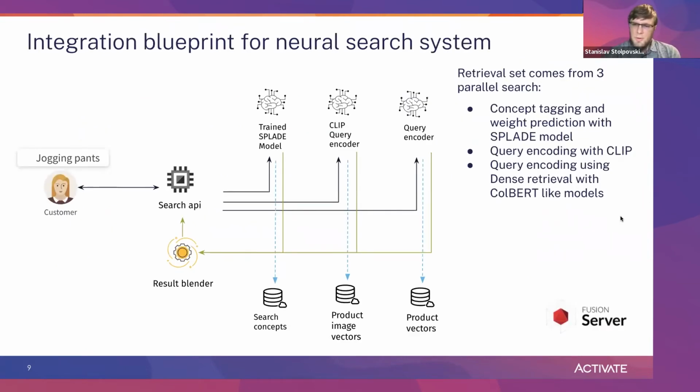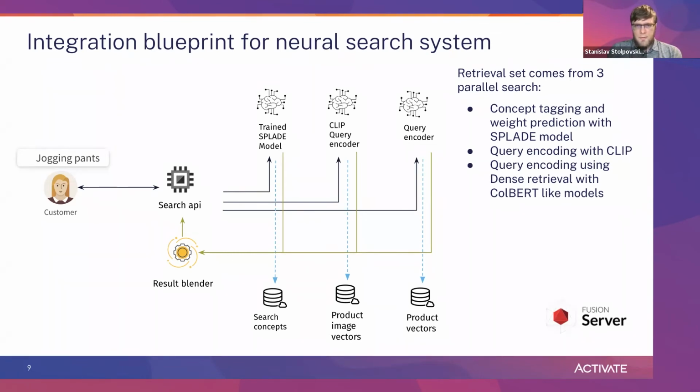So let's talk about how we can use all these models together in a single neural search application. We have a search request coming from the customer and sent to our search API. And our search API fires 3 parallel calls to our models, each model using its own index to produce results. In the case of SPLADE, we're using a Solr inverted index, and we apply the model on top of the results that we're getting from this index. In the case of CLIP and dense retrieval, Colbert-like models, we need to encode the query first and then do matching with the existing product index.